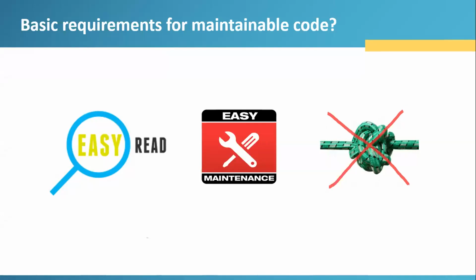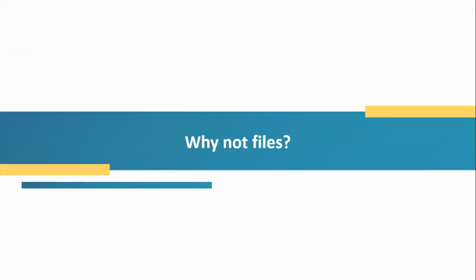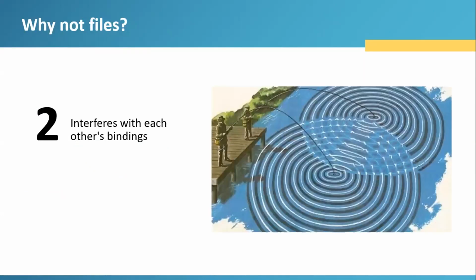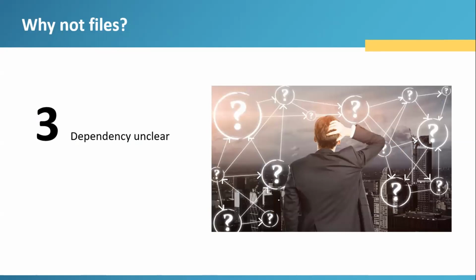So what are the basic requirements for a maintainable code base, right? A code base should be easy to read, easy to understand and maintain, and should be less coupled, right? So thinking about this, the brute force approach would be to distribute the code base in multiple files, right? But just distributing it in files won't work, because we have a few caveats in files. So what are those? The first thing is files share the same global namespace. Second, they interfere with each other's bindings. And the third is our dependencies are unclear when we use files.